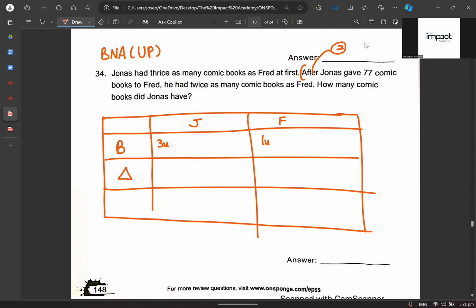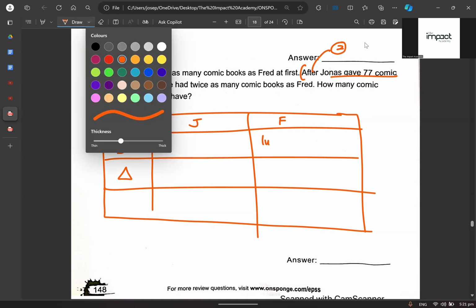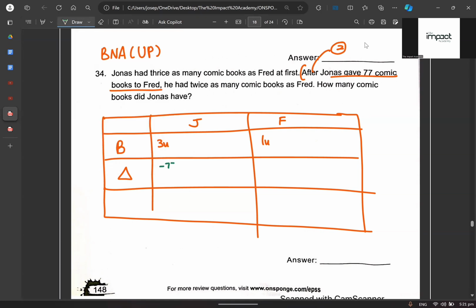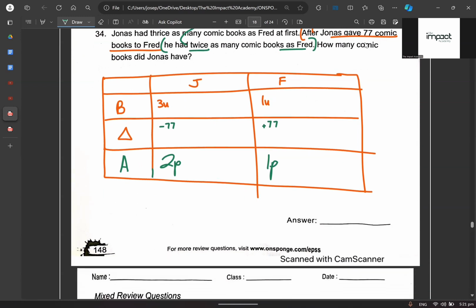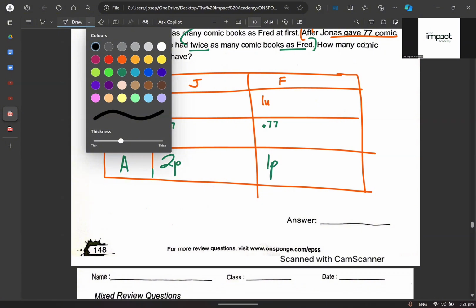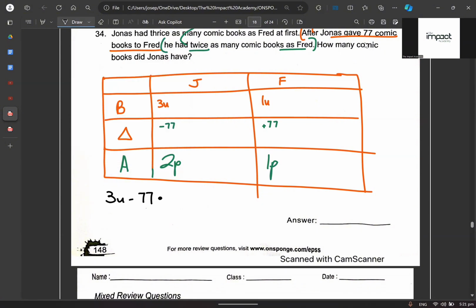Sentence number 2 says what? Jonas gave 77 books to Fred. So we are going to minus away from Jonas 77, and we're going to add 77 to Fred. Now, my after is the most important part. If you go and say the after is 2 units and 1 unit, it should be twice as many comic books as Fred. It should be 2 parts for Jonas, 1 part for Fred. The reason why we say 2 parts, 1 part is because it's not units anymore. When you have this, the next thing that you want to do is to make sure you write it out. 3 units minus 77 equals to 2 parts. 1 unit plus 77 equals to 1 part.